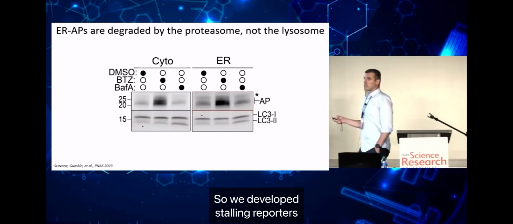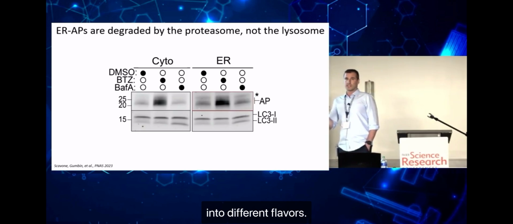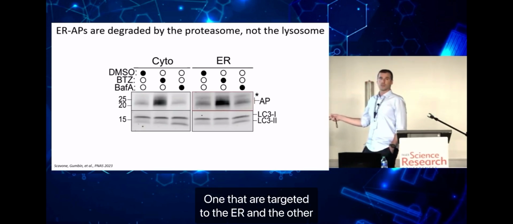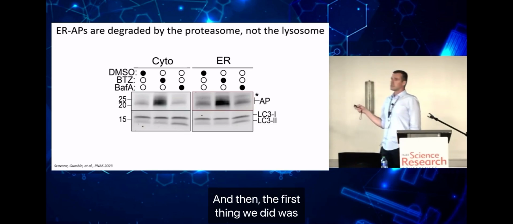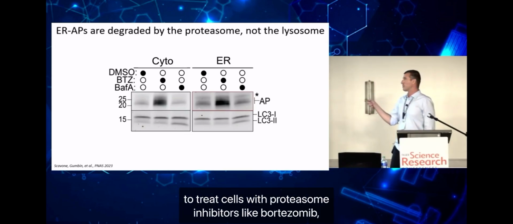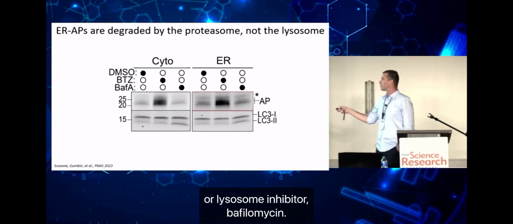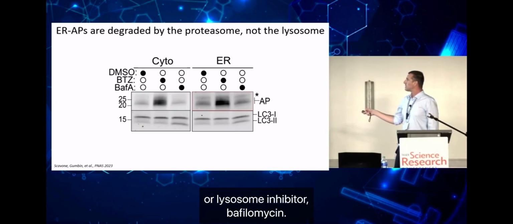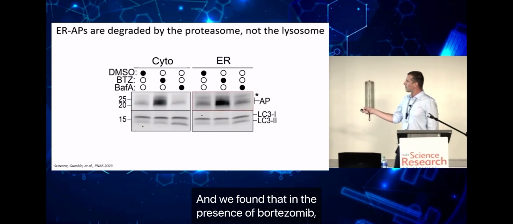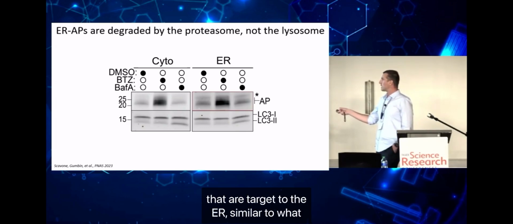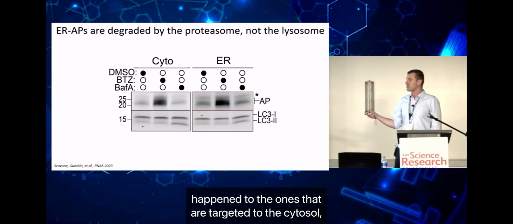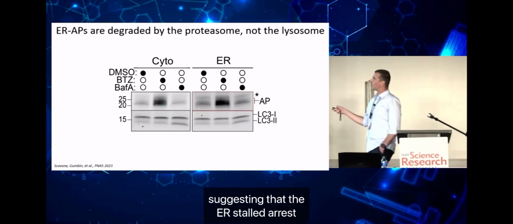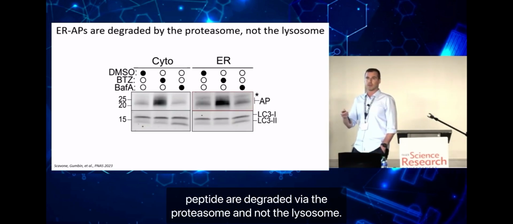We developed stalling reporters in 2 different flavors, one that is targeted to the ER, and the other a control that is cytosolic. The first thing we did was to treat cells with the proteasome inhibitor bortezomib or the lysosome inhibitor bafilomycin. We found that in the presence of bortezomib, we see accumulation of the arrest peptide targeted to the ER, similar to what happened with the one targeted to the cytosol, suggesting that the ER-stalled arrest peptide is degraded via the proteasome and not the lysosome.